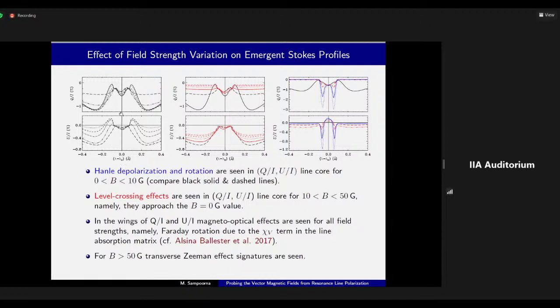So in the leftmost panel, we can see that when the field strength changes from 0 to 10 Gauss, the field Q/I decreases and U/I is generated. That is the typical Hanle effect.